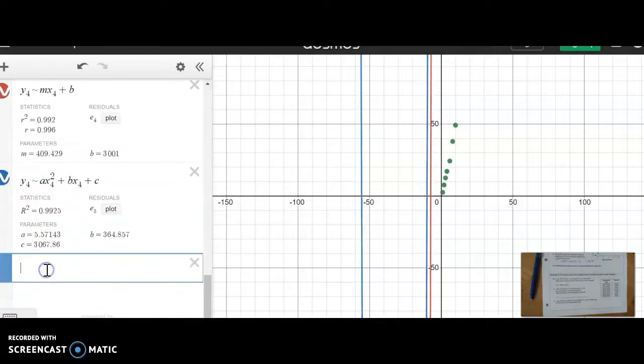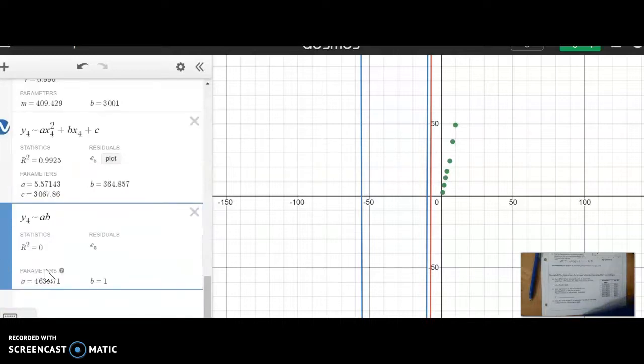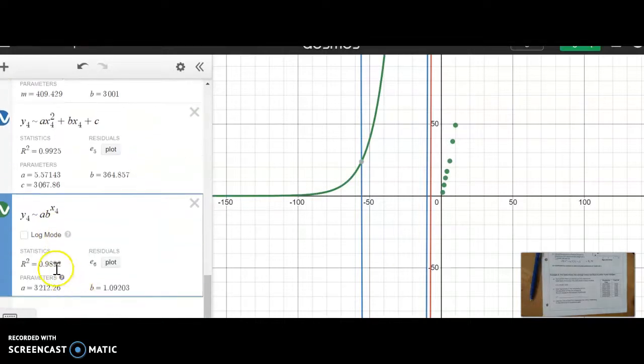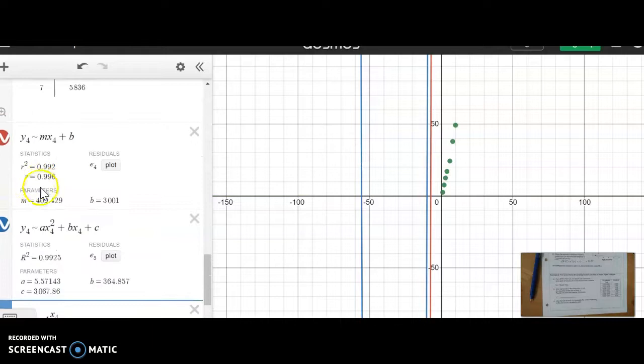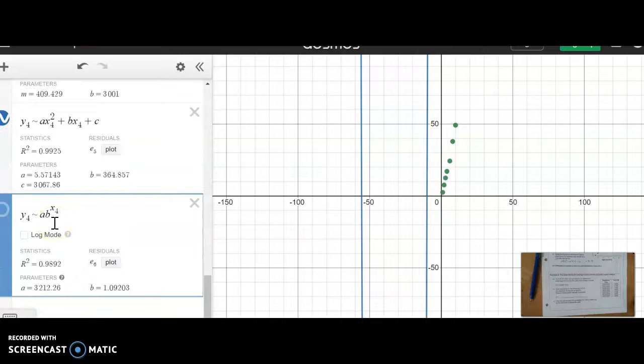And then I'm going to do the exponential regression. Y4 regression ab to the x. And my R squared is 0.98. So I don't want that one. And between these two, quadratic equation wins out. So I am going to copy down my formula.